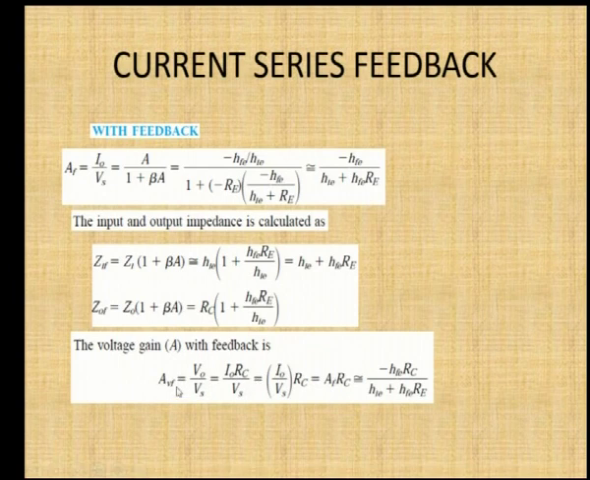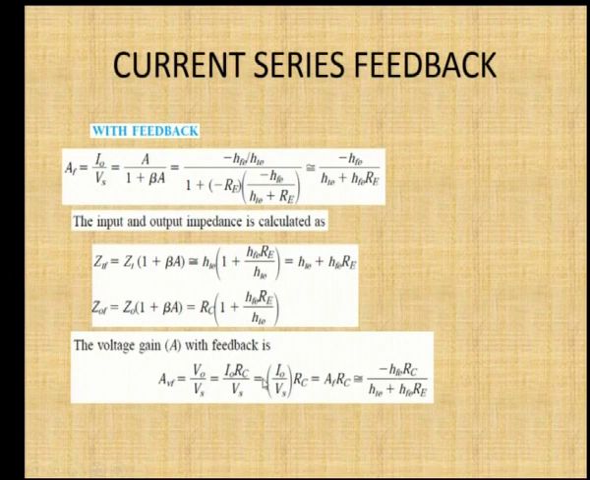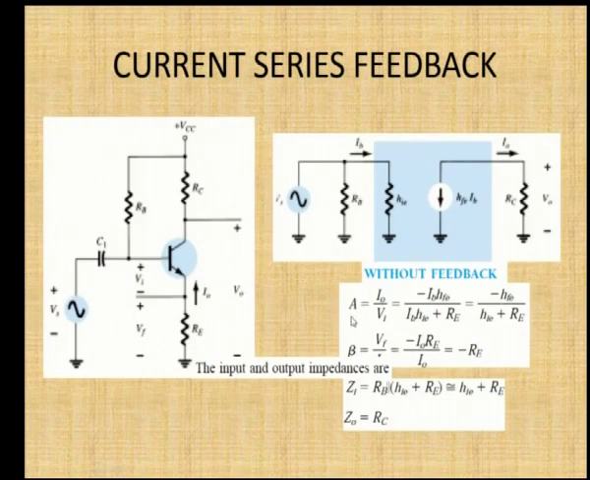The voltage gain with feedback is V naught by Vs. It is given as I naught RC divided by Vs. According to this circuit, V naught is I naught RC. It is replaced by I naught RC by Vs, and after that I naught by Vs is replaced by AF, and AF we have already derived, which was substituted here. So these are the changes that happened with the feedback. Before, without the feedback, these are the values for the gain of the amplifier, beta the gain of the feedback network, and input impedance, output impedance.